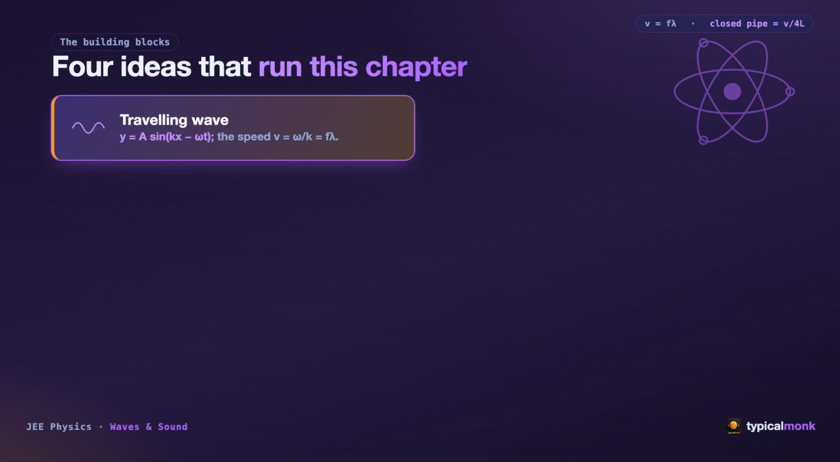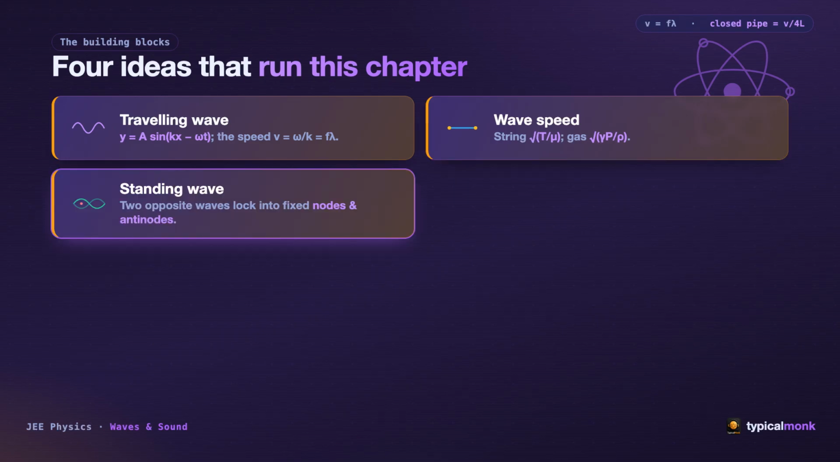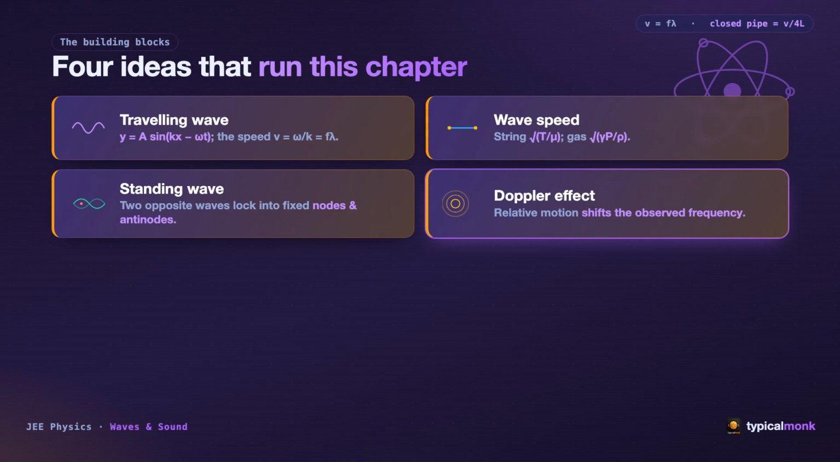Look at them together first. The traveling wave, y equals the sine of bracket kx minus omega t, and its speed, v equals omega over k, which also equals f lambda. The wave speed on a string, v equals the square root of T over mu. In a gas, v equals the square root of gamma p over rho. The standing wave, two opposite waves superpose and lock into fixed nodes and antinodes, points that stay put. And the Doppler effect, relative motion between source and observer shifts the observed frequency.